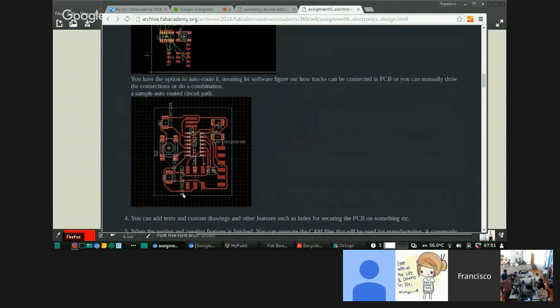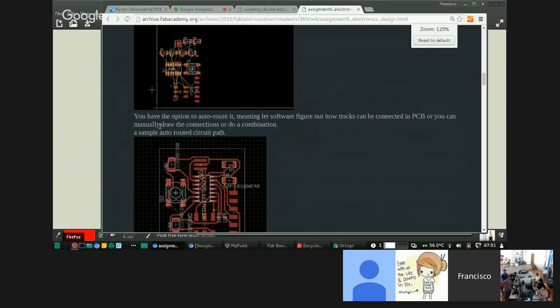Is that auto route or manual? This one is auto rotate. Is this auto route? It's doing very well. Yeah, that is auto rotate. Yeah, but let me check that.